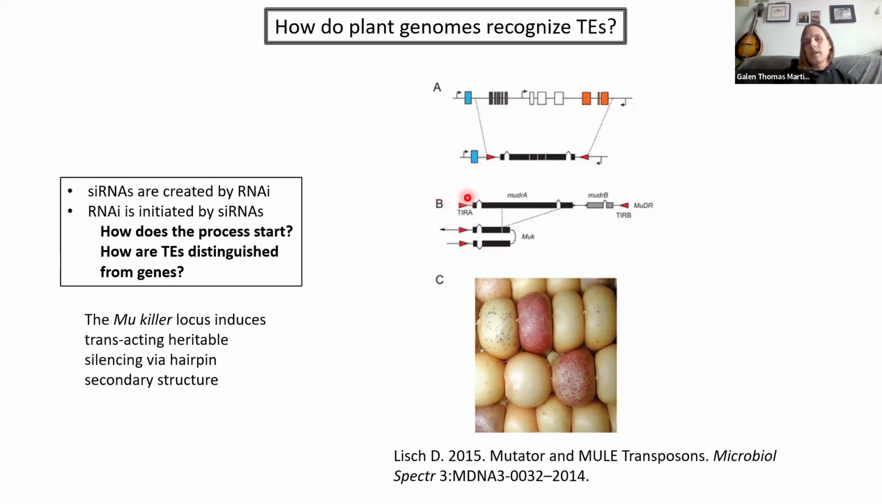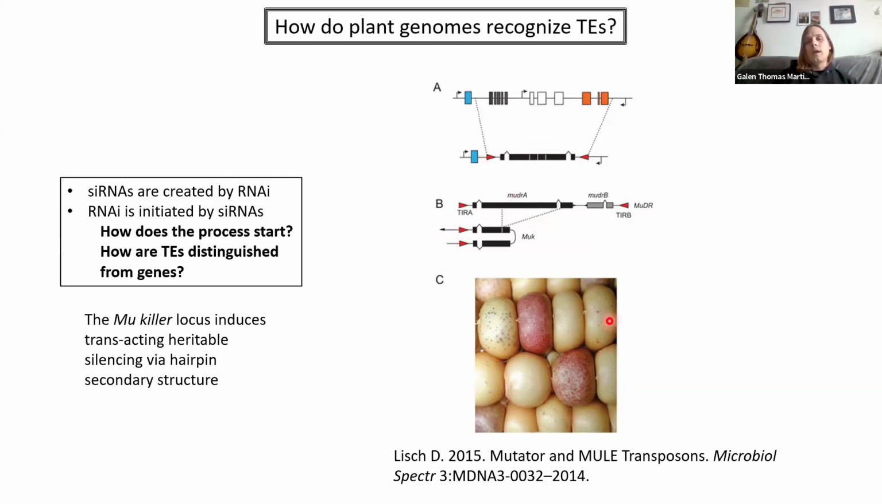And the mu killer locus is essentially derived from the autonomous mutator element. It has experienced a structural variation, with a deletion and an inversion, that causes it, whenever it's transcribed, to create this very, very long hairpin that then goes through that RNA interference process and silences the active element it was derived from, mutator. So this is mu killer and mutator.